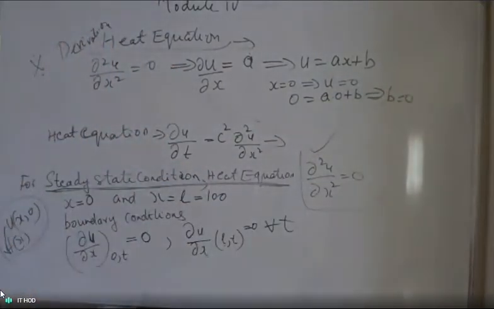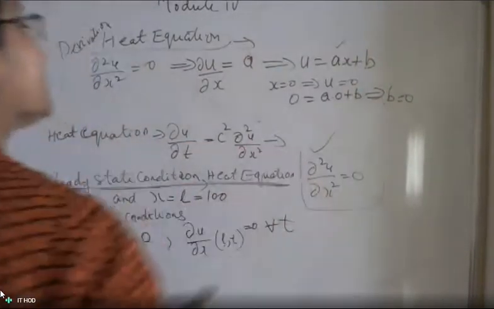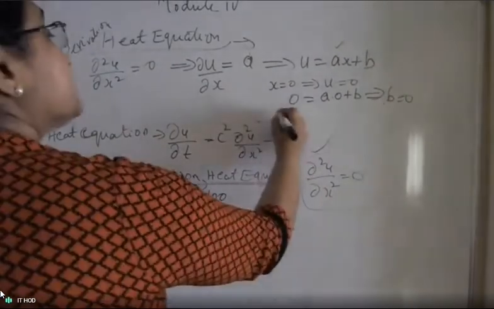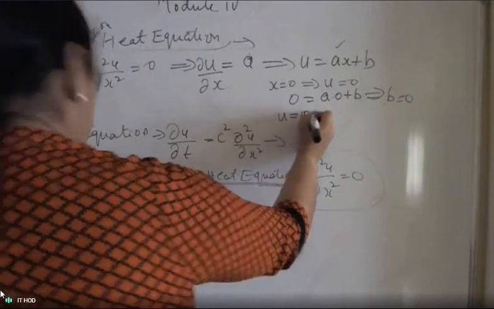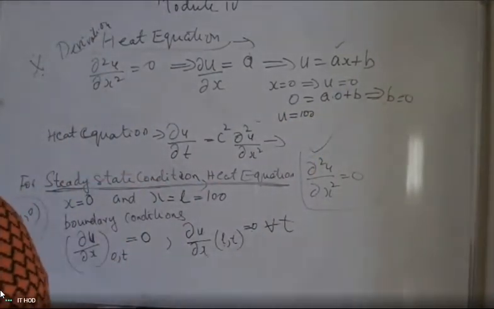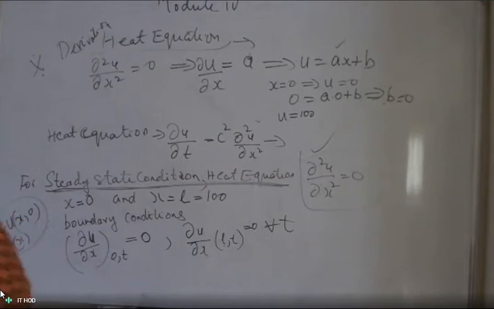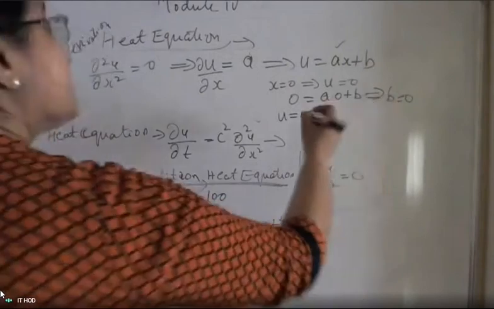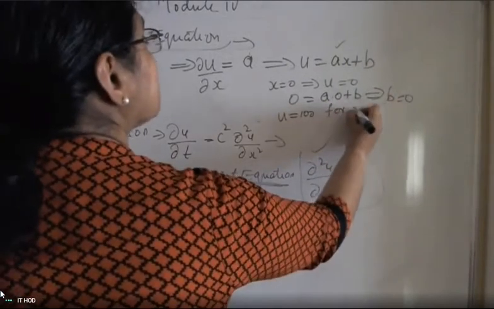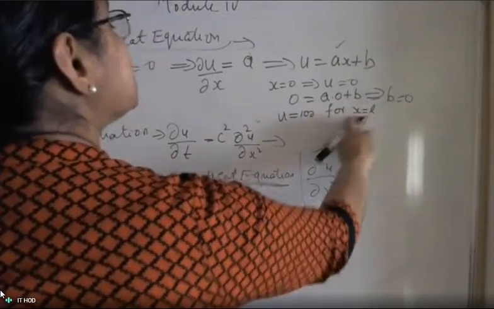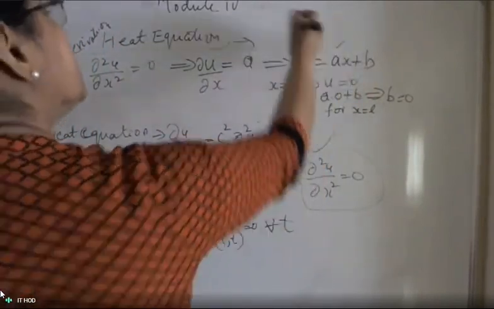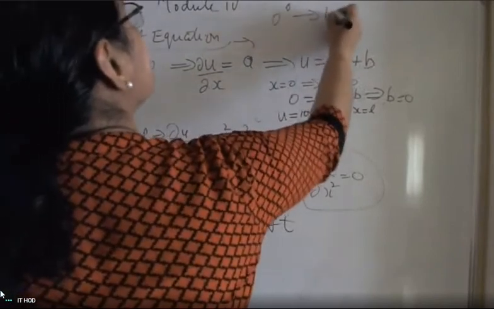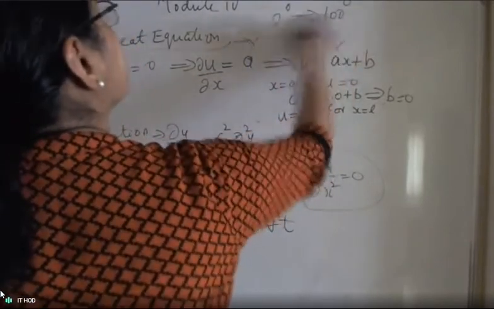Okay, now we have to find the value of A also. Then you can write that. The next condition is when U equals 100. It says 0 degree to 100 degree centigrade. So, when U is equal to 100 at the other end, X is equal to L, so it varies from 0 to 100 degree, and from 0 to L.